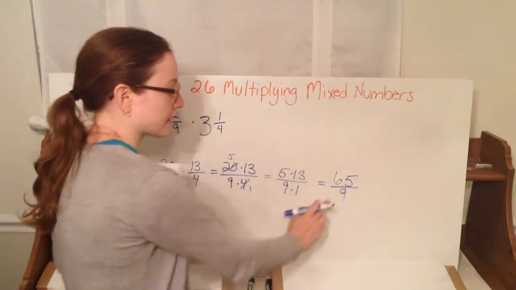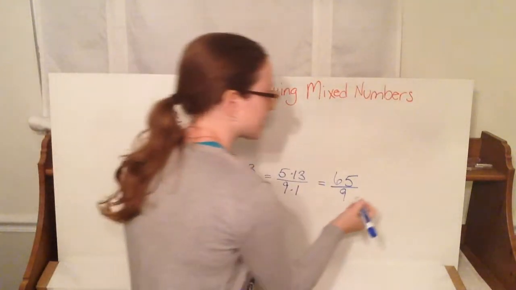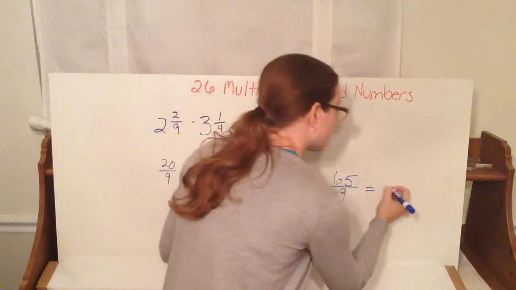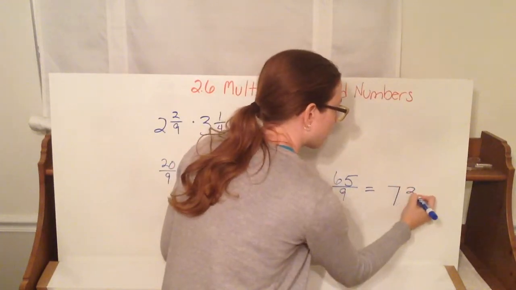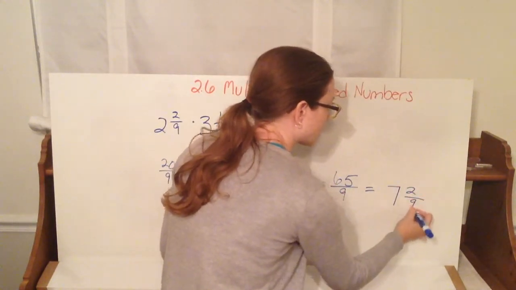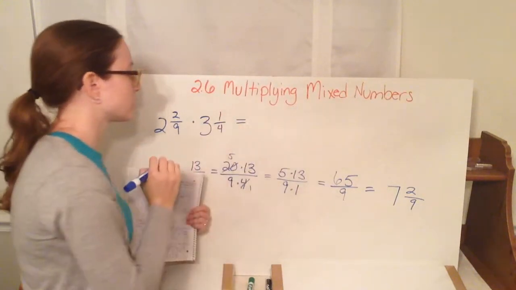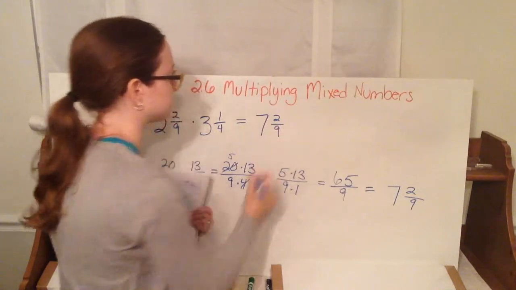And now that's improper. We want it to be in mixed number form as the question was stated. So how many 9s are in 65? There are 7, which is 63. So there's 2 9ths left over. The answer to this multiplication of mixed numbers is 7 2/9.